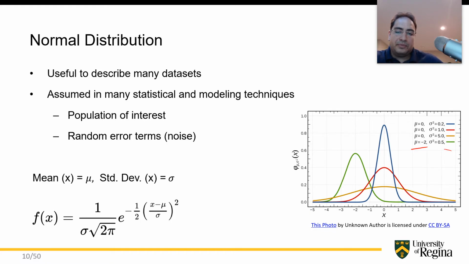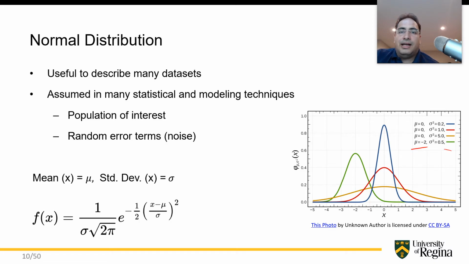So why do we care about the normal distribution? Because it's useful to describe many data sets. If you look at a lot of different data in general, you will see that most of the naturally occurring data tends to have a normal distribution. And it's assumed in many statistical models and techniques. They say that, well, assume that your data is distributed normally, then we do this.